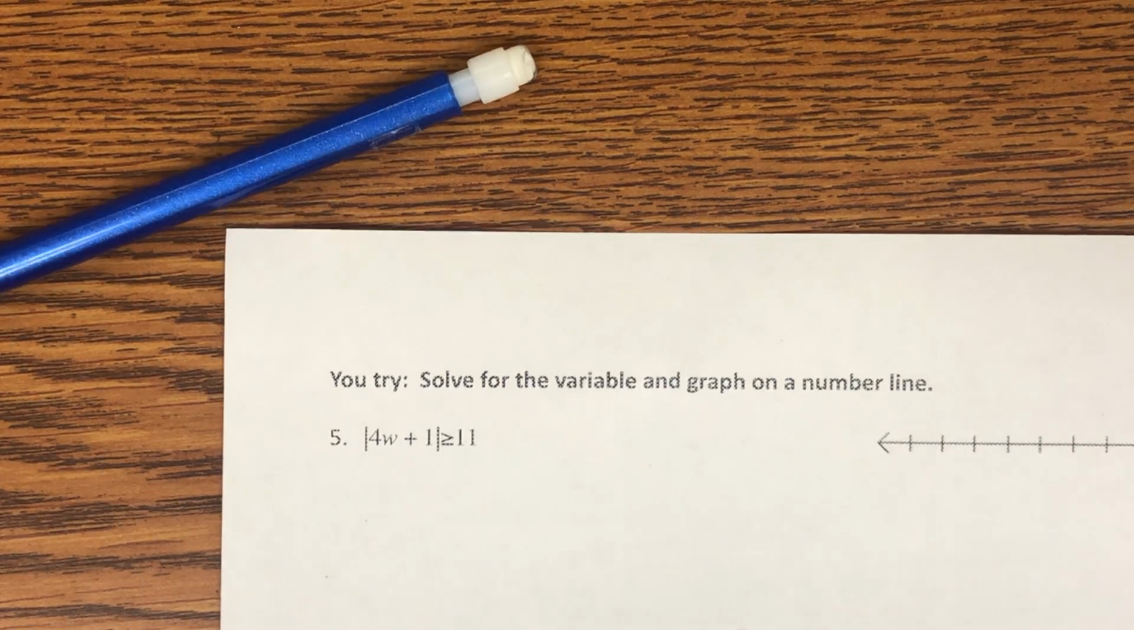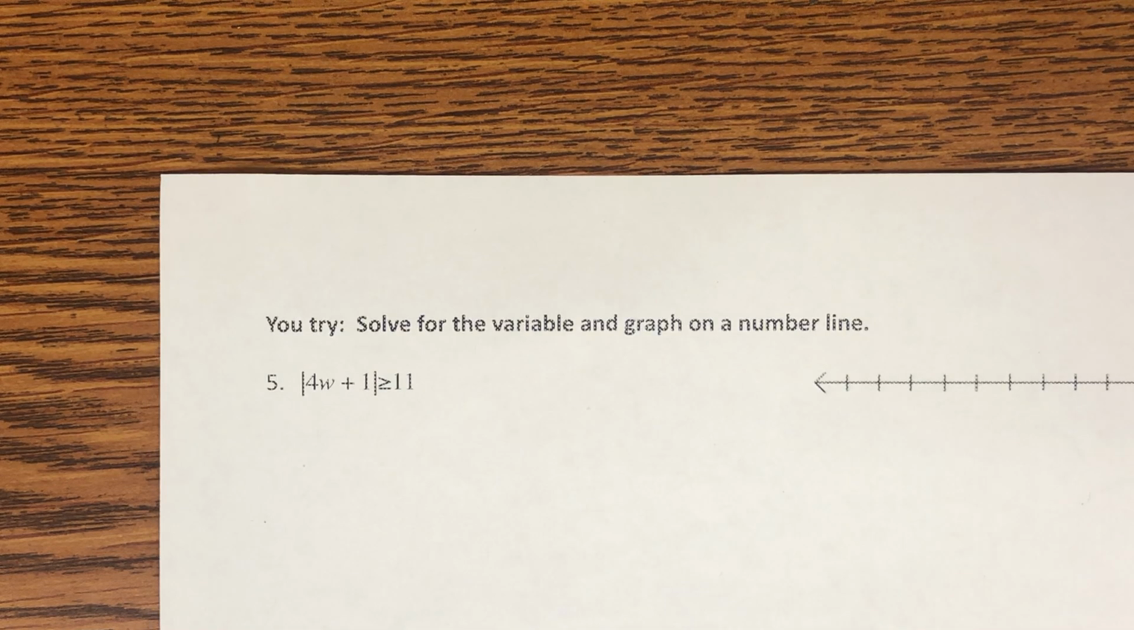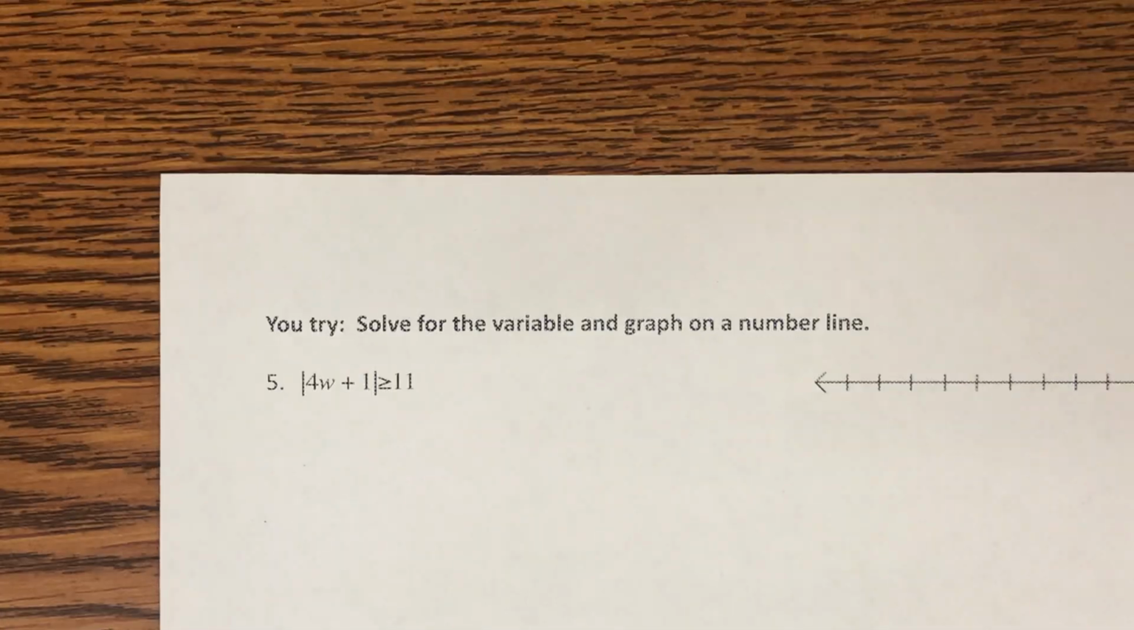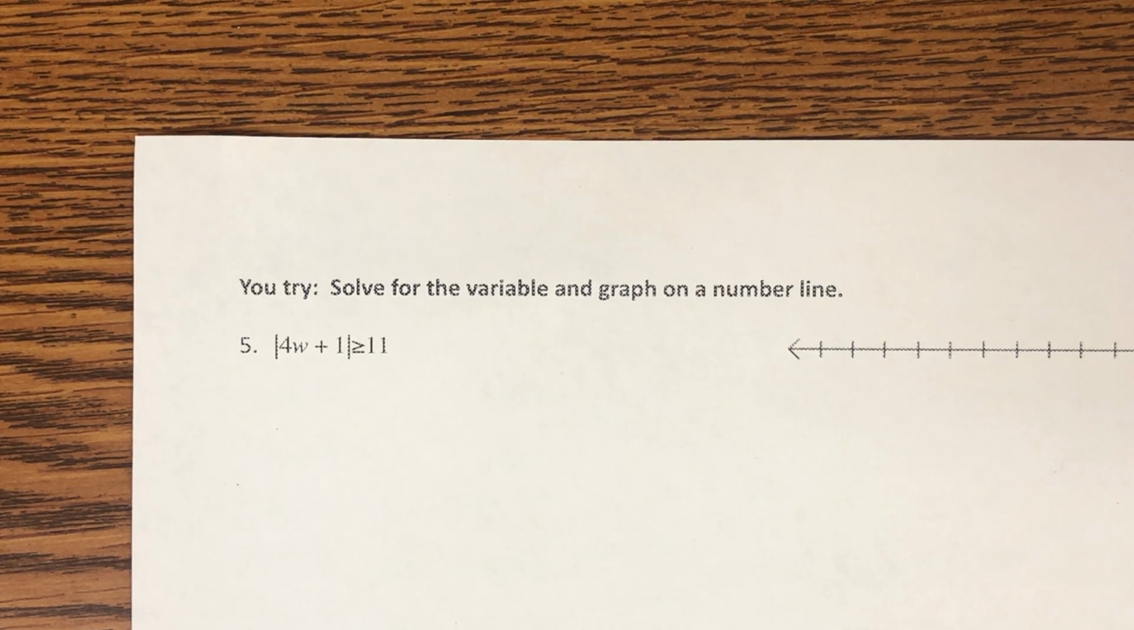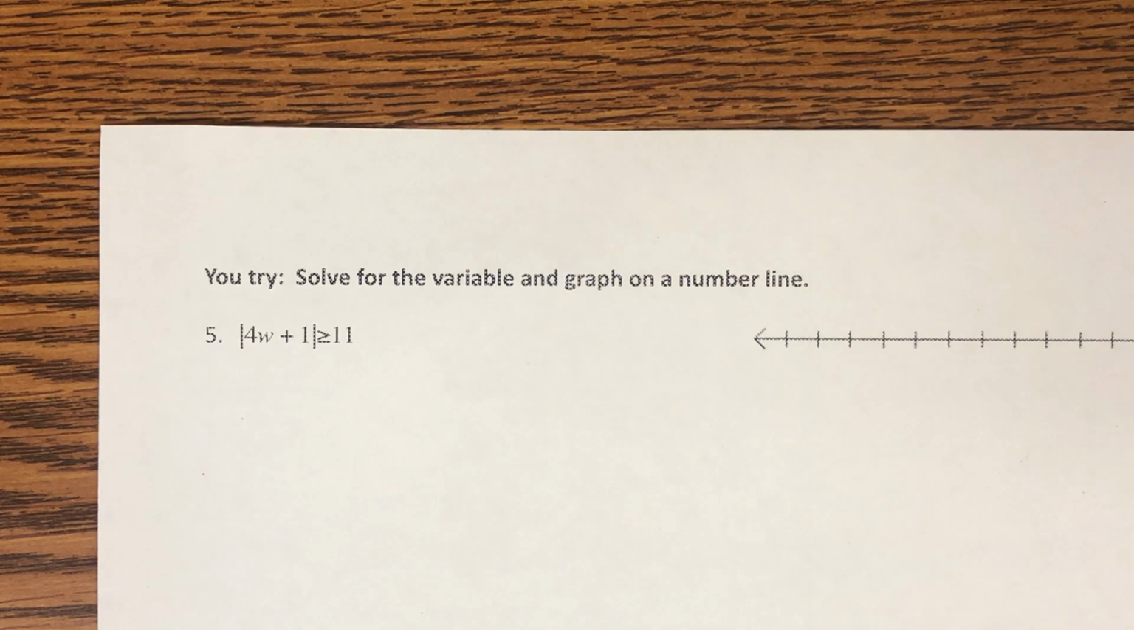All right, take a pause here. Give the U-tries a shot. Make sure as you're trying these, you isolate the absolute value, then determine and or. Make sure you rewrite both inequalities, okay?